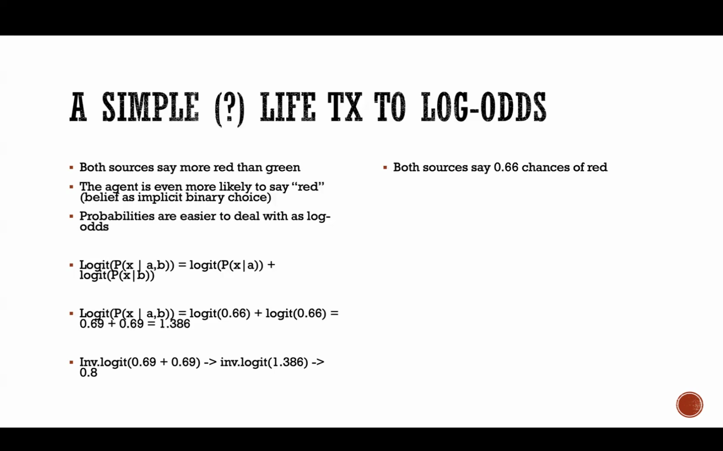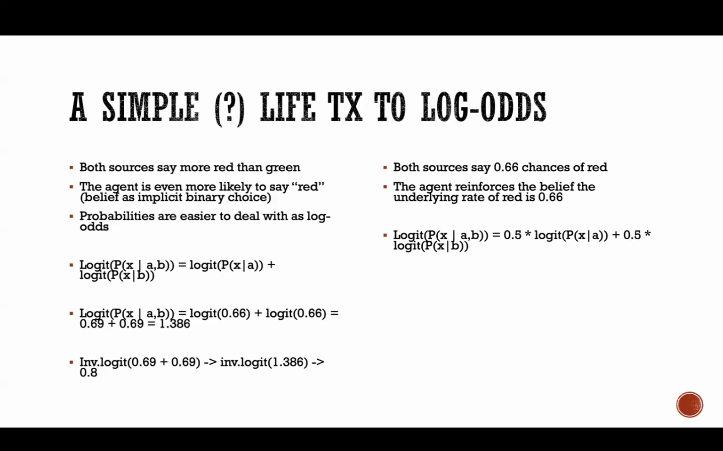which is both sources say 66% chance of red. The agent reinforces the belief that the underlying rate of red is 0.66. Right? It's not about the binary choice. It's about the belief in the underlying rate. And this could simply be made by doing a mean of the two. So we say it's exactly the same equation as before, but we say that source 1 has a 0.5 weight and source 2 has a 0.5 weight. Then we can solve it.